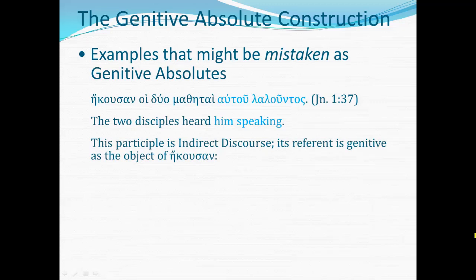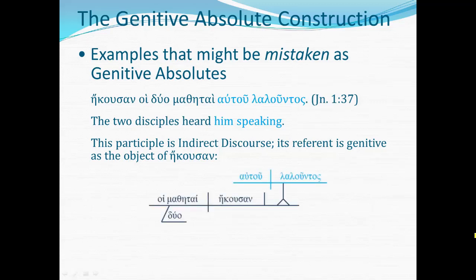The word heard does not stand alone with no object, as it would if this construction were genitive absolute. Its object is the expression him speaking. And the participle's referent, autou, is in the genitive case because akouo often takes its direct object in the genitive case. So autou is connected by the genitive case to the governing clause as the object of akousan. The sentence diagram would look like this, with that whole participle phrase raised on a stilt so that as a unit it functions together as the object of akousan.